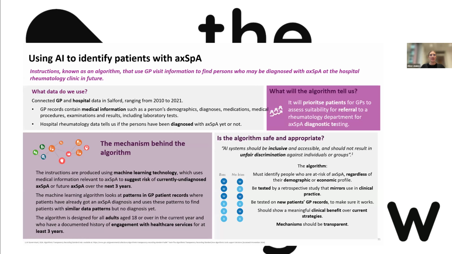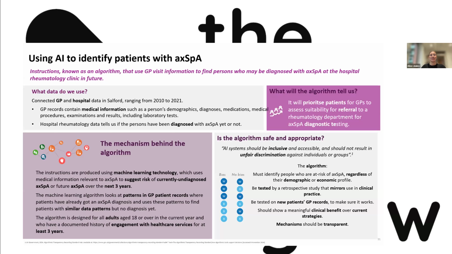So we've all heard of AI, and the AI that we're talking about here is going to be delivered through an algorithm, otherwise known as a model or machine learning, but it's essentially a set of instructions. And we want to write these instructions that find patients who are undiagnosed with axSpA to speed up their diagnosis and reduce this diagnostic delay.